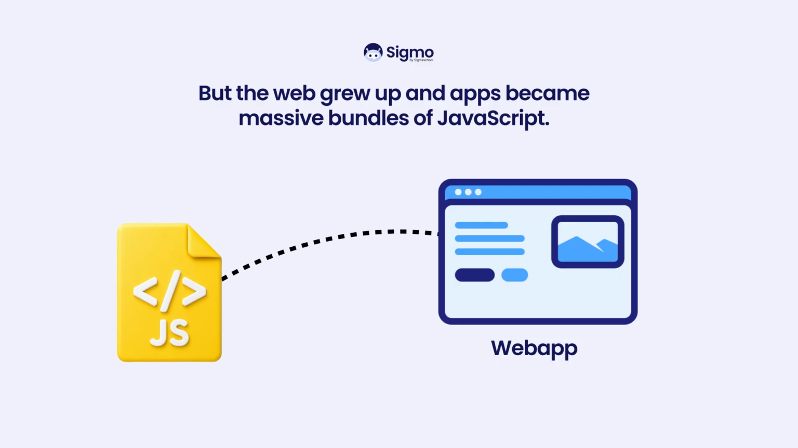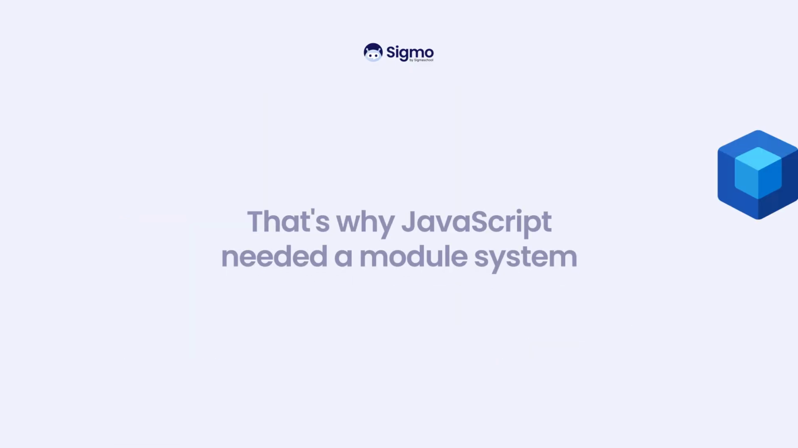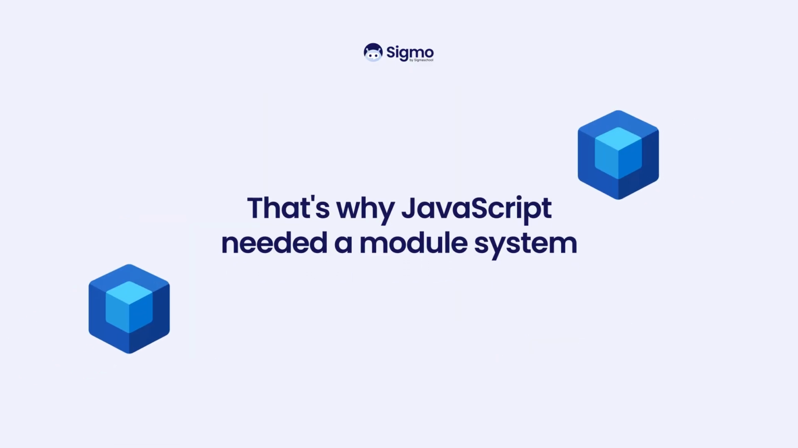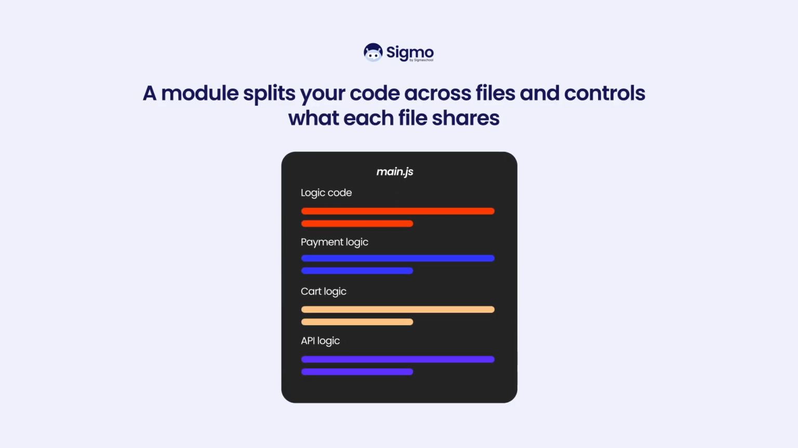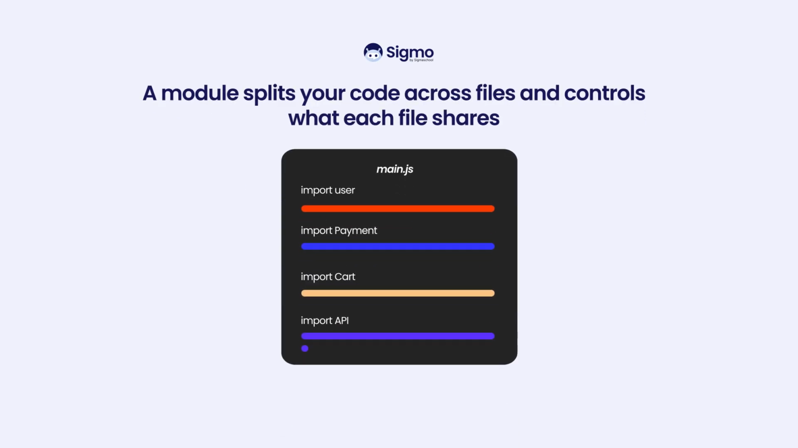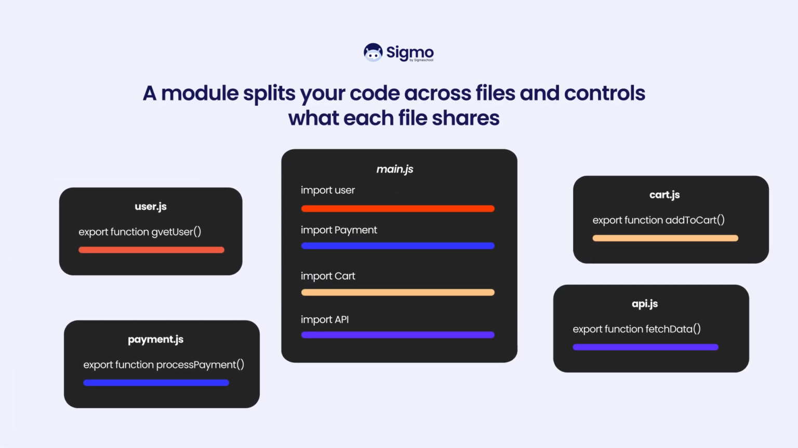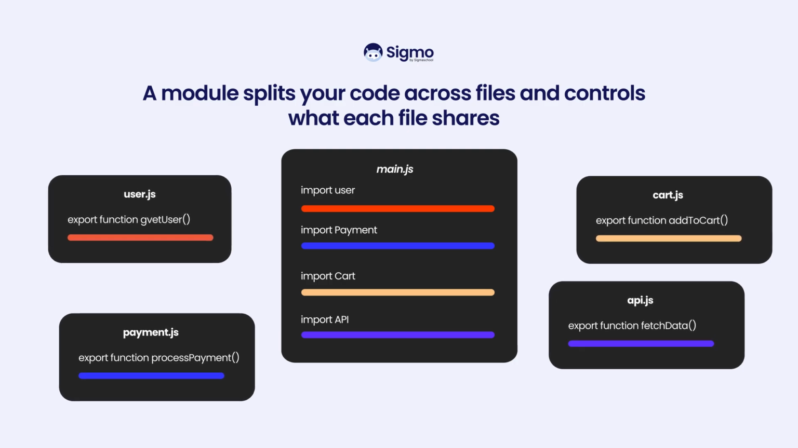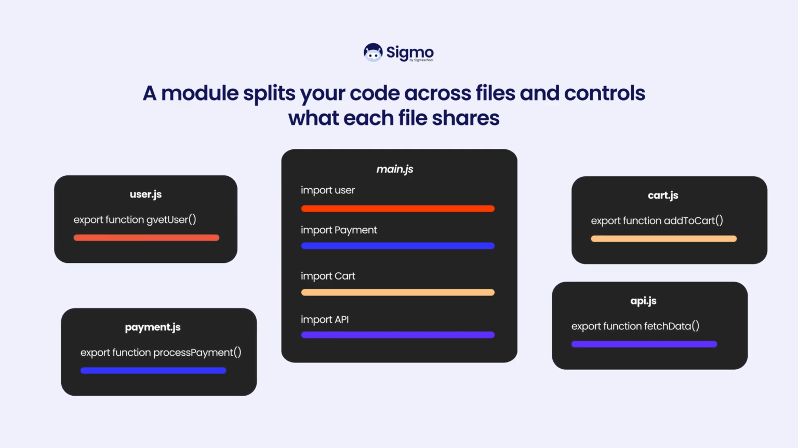Managing all of that code across one giant file is impossible. That's why JavaScript needed a module system. A module is just a way to split your code across multiple files and control what each file shares with the rest of the codebase. You export what you want to share, you import what you need.